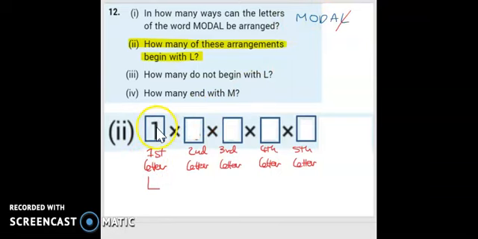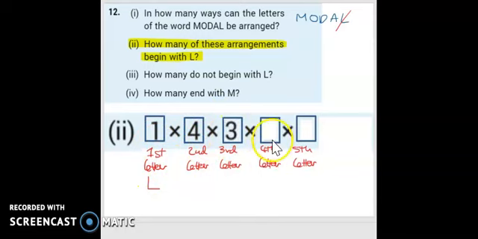So we've only one choice of letter for the first letter if we want it to be an L. Once we've used the L, so remember the L has to go first, we've 4 letters left to choose from for the second letter. And when we move on to the third letter, we've used 2 letters so far. So 5 take away 2 leaves us with 3 letters to choose from for the third letter.